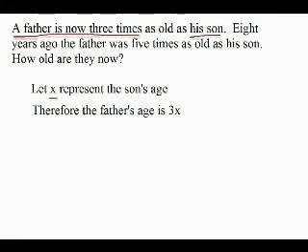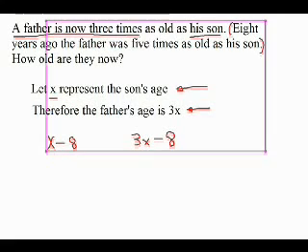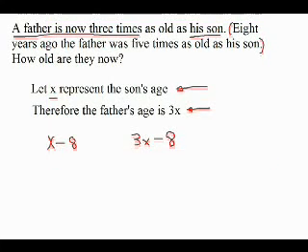Our next step was to come up with the equation. To write the equation, we're going to use this piece of information. And this piece of information is talking about 8 years ago. x is the son's age, but x is the son's age right now. To calculate the son's age 8 years ago, we would have to subtract 8 from his age right now. Similarly, 3x is the father's age right now. To calculate the father's age 8 years ago, we would again have to subtract 8 from his age right now. His age right now is 3x, so we would have to subtract 8 from 3x. So now we have expressions for their age 8 years ago.